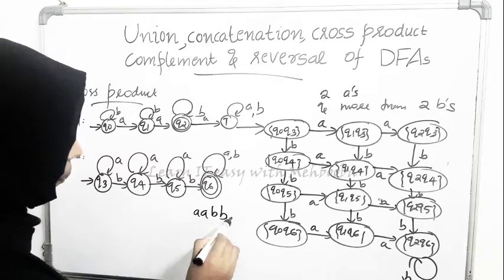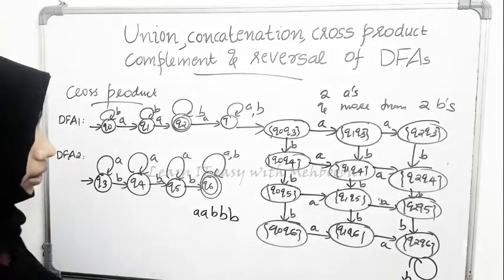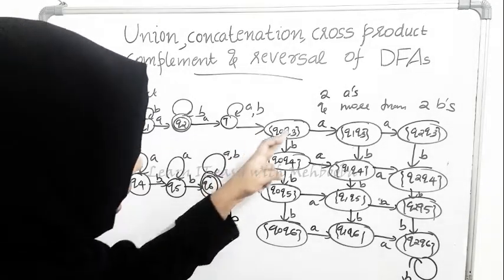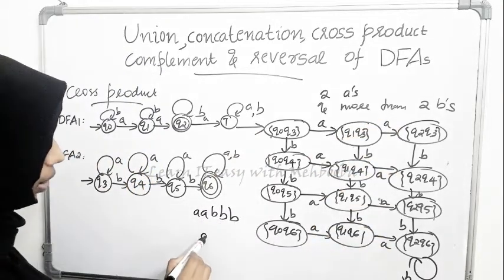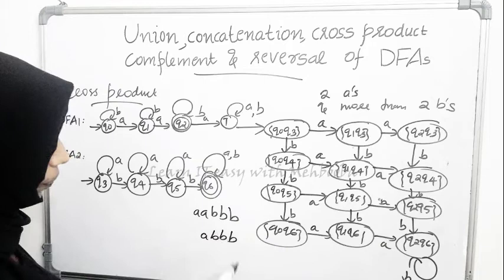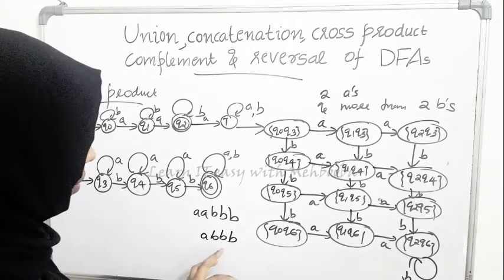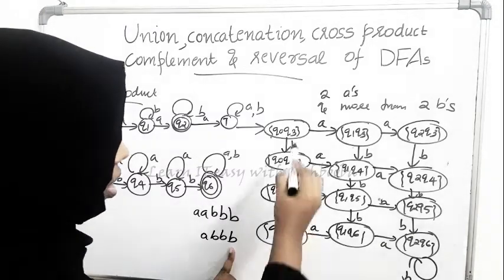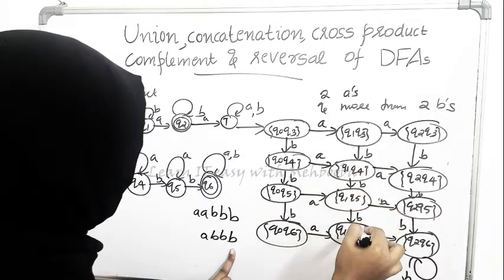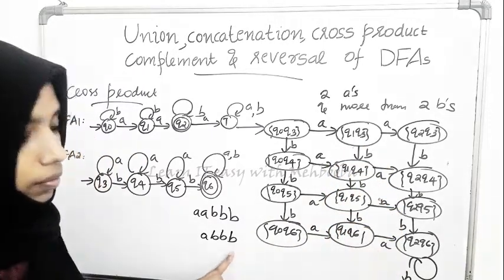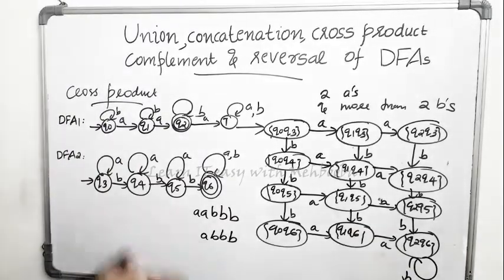A, B, B, B. It contains exactly 2 A's and more than 3 B's. Yeah, that is accepted. Now A, B, B, B. It contains only one A and more than two B's, so it should be rejected. So that is rejected. Okay, hope this is clear to you. Now we will move on to complement.